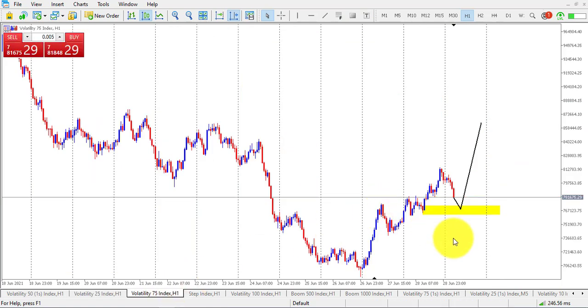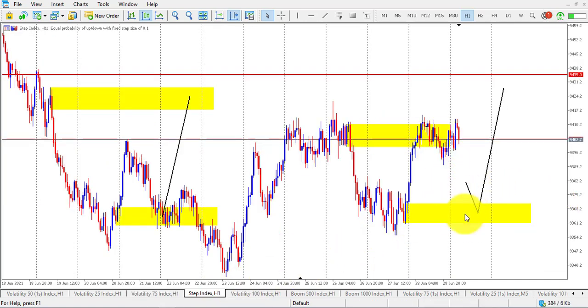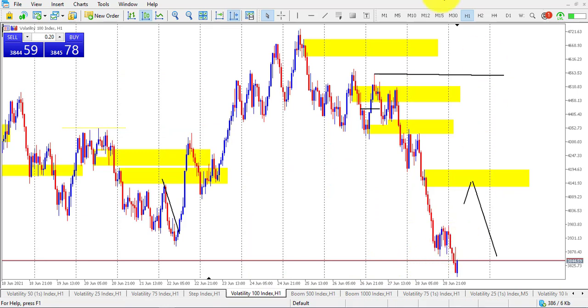Then on V75, I'm looking for this scenario, and I'll see how it moves. On step index, we are looking at price coming back to this golden zone here and moving up. On V100, we are looking at price getting back to this area. This is our order block. We wanted it to come all the way here, but as you can see, it took out the structure, and we are looking at this area.